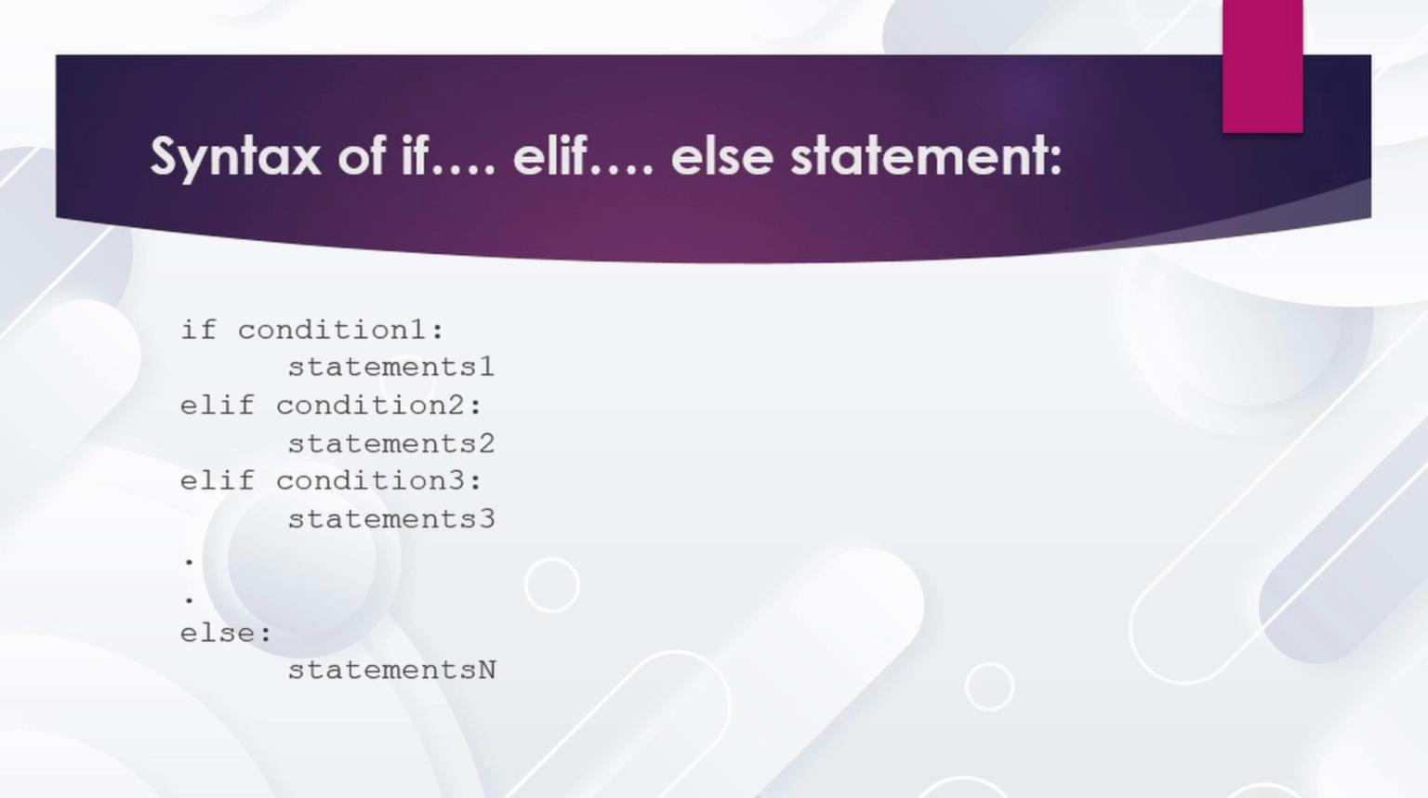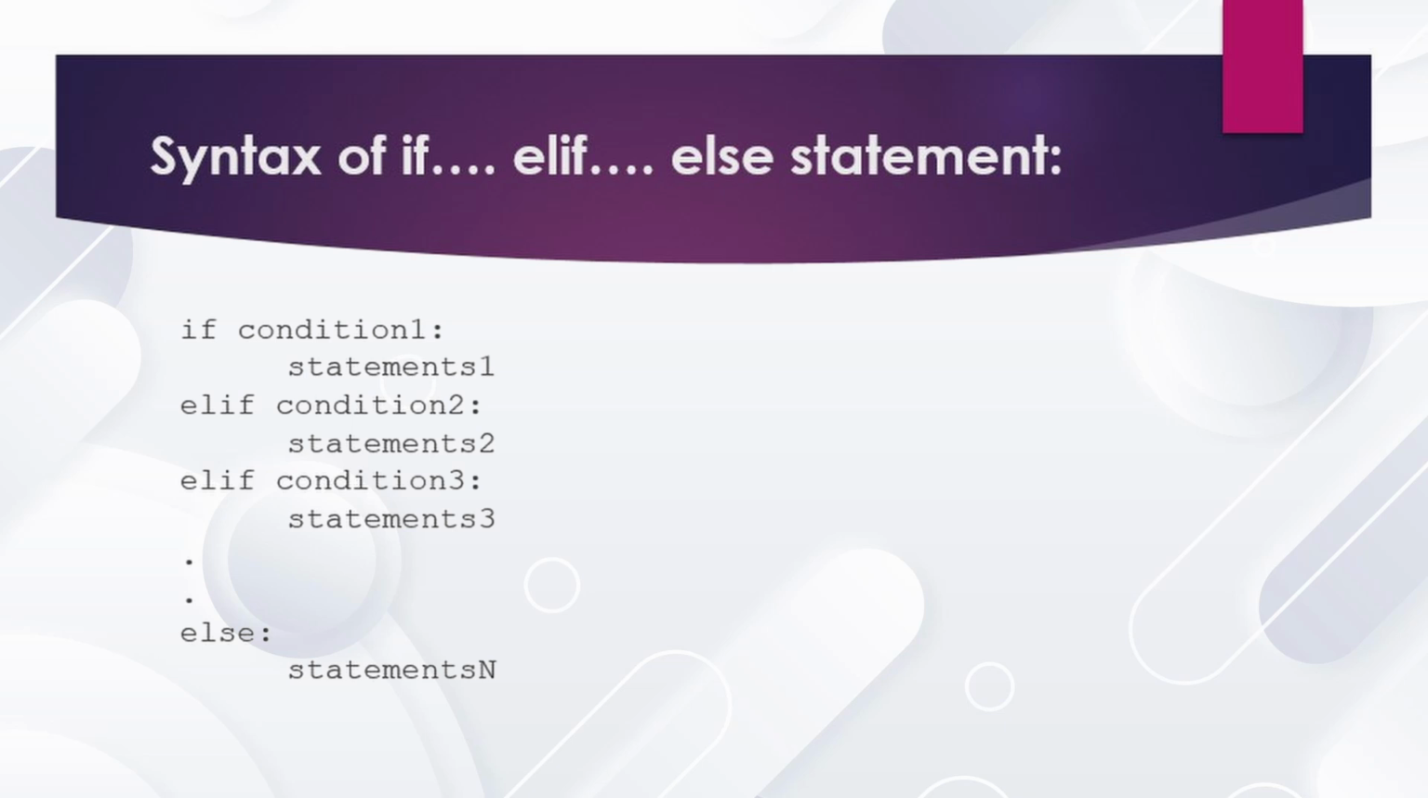For example, when condition 1 is true, then the statements 1 are executed. If condition 1 is false, then condition 2 is evaluated. If condition 2 is true, then statements 2 are executed. When condition 2 is false, then condition 3 is evaluated and so on. When all the conditions are evaluated and are false, then the control enters the else suite to execute the statements in the else suite.